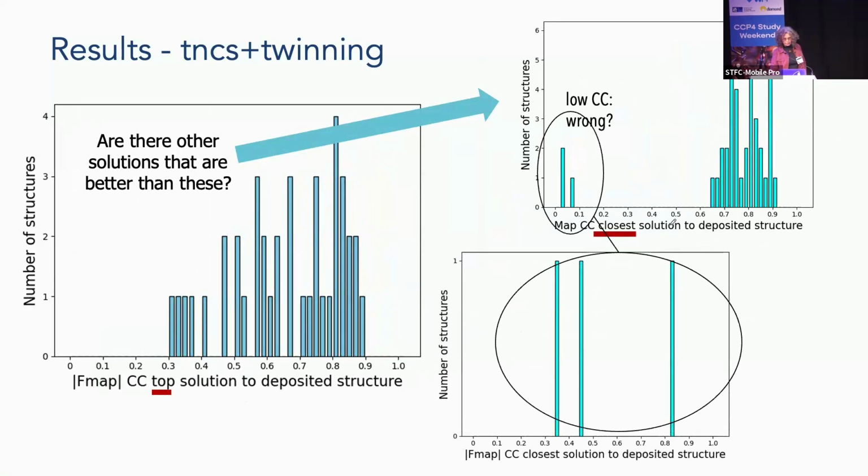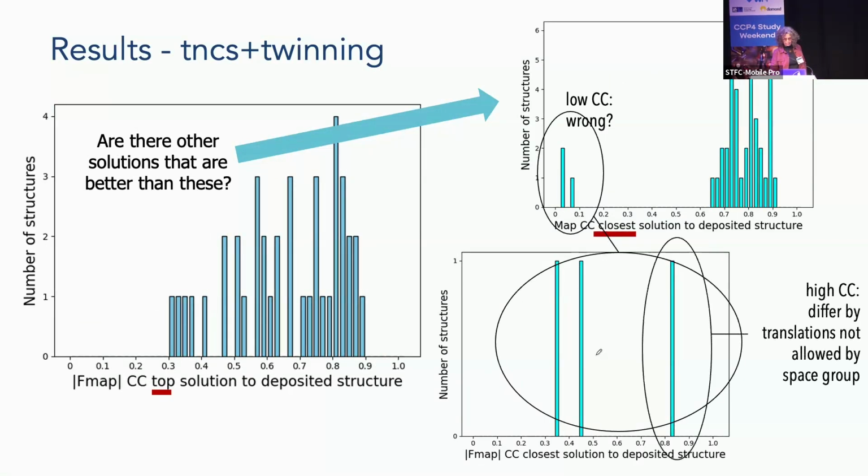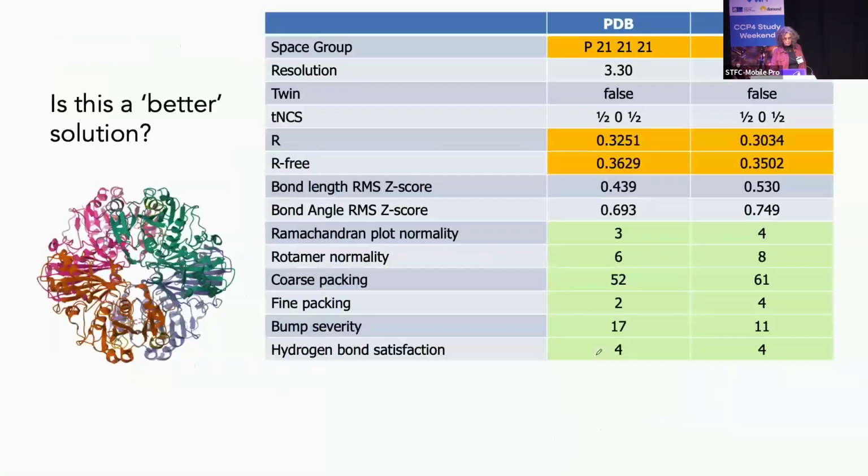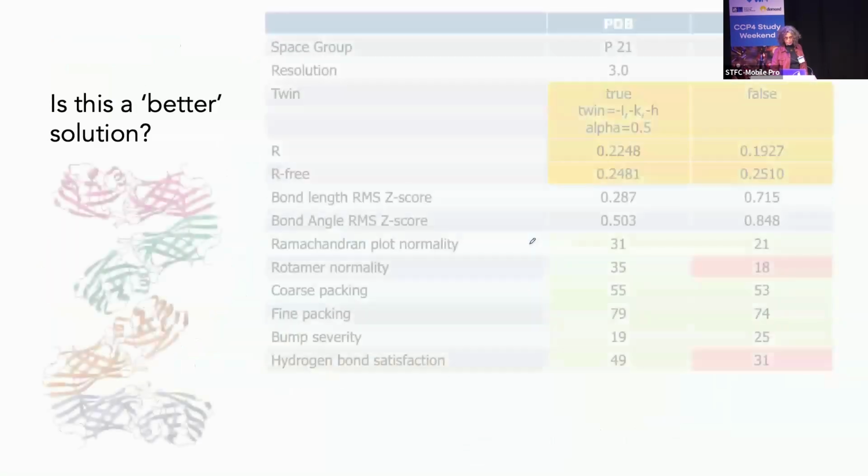But there are still some interesting cases here. So this is looking at the map CC, and then this is looking at the F map. So for these cases, it really doesn't want to give me any solution like something. It's similar to, but it's not identical to the one that's in the PDB. So what's happening with these two cases? These two cases, again, looked at in PDB-REDO. So the first one, change in space group. Is this a better solution? Better R factors, better R free. That's an interesting case. What about the next one?